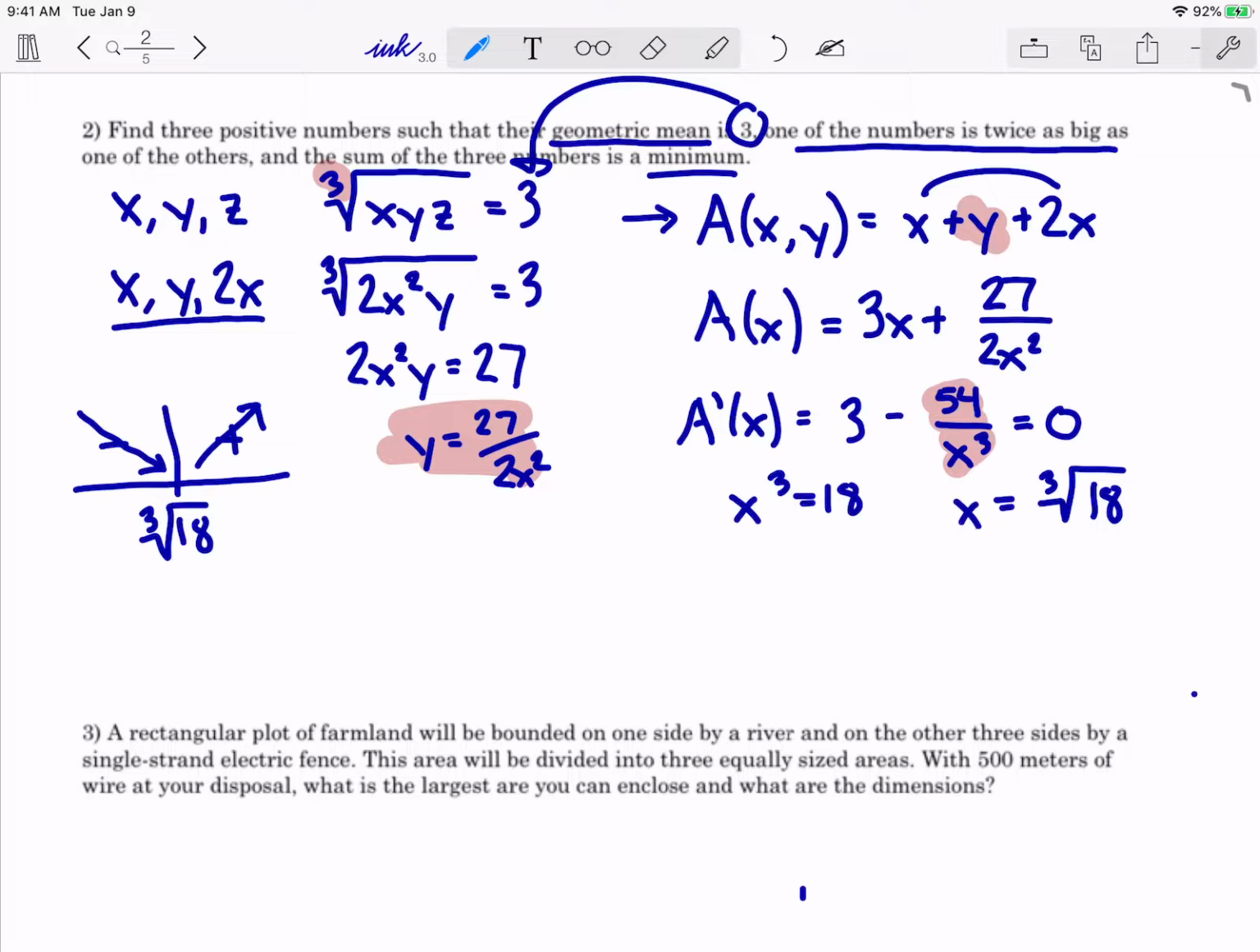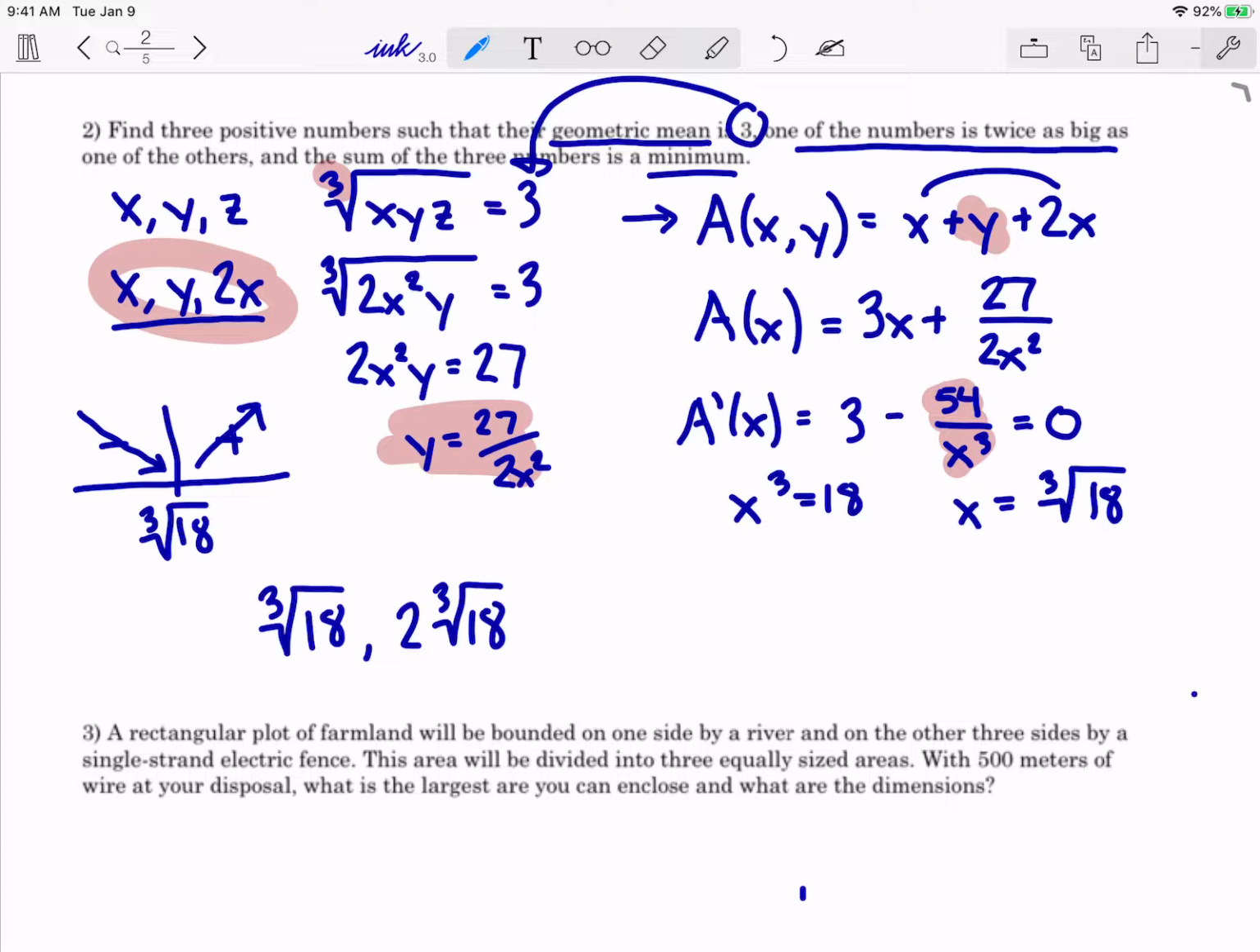So it says find the 3 numbers. I've got x is the cube root of 18, so I'm going to go back to this original statement and plug x in. So I've got the cube root of 18. I know one of them is twice as big, so I've got 2 times the cube root of 18. So that takes care of the x and the 2x.